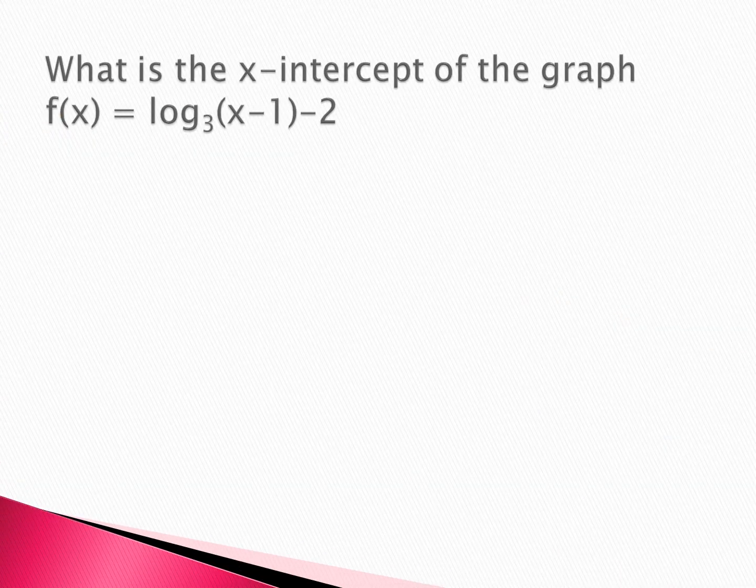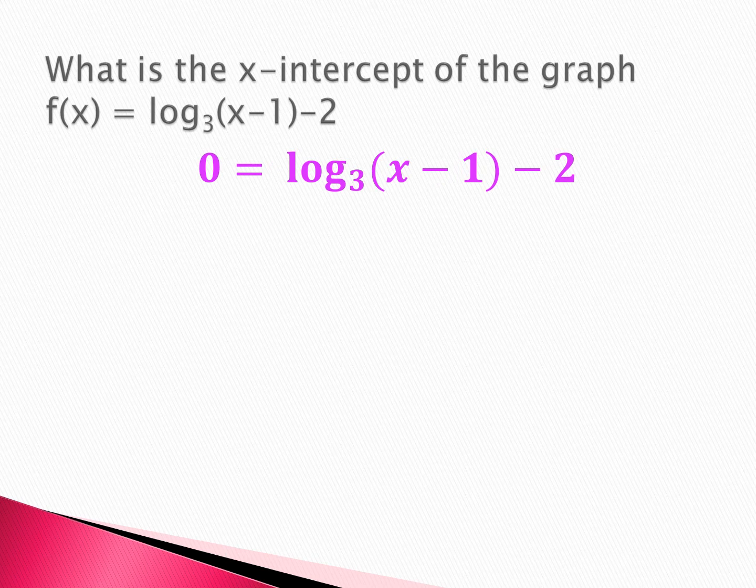Okay, let's look at our last example. It says, what is the x-intercept of the graph f of x equals log base 3 of x minus 1 minus 2? Well, the x-intercept is where y equals 0. F of x and y are the same thing, so I'm going to substitute in 0. Now I have to get the log completely by itself, which means I need to undo subtraction by 2 so that I can move it to the other side. So I'm going to add 2 to both sides.